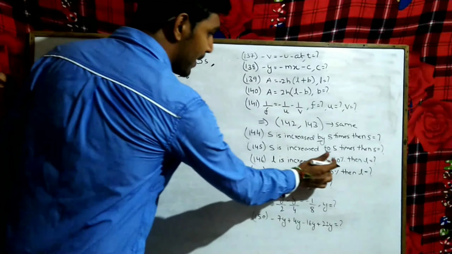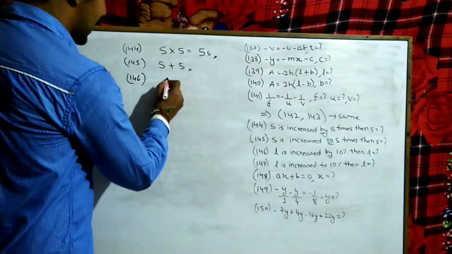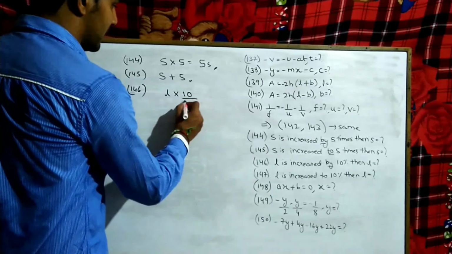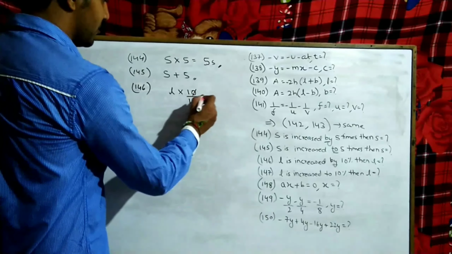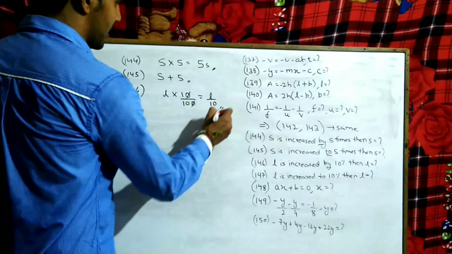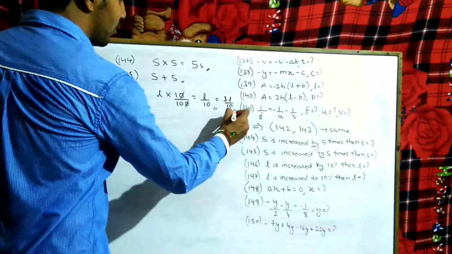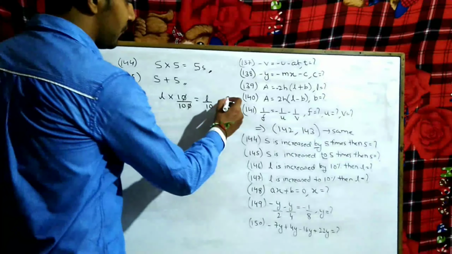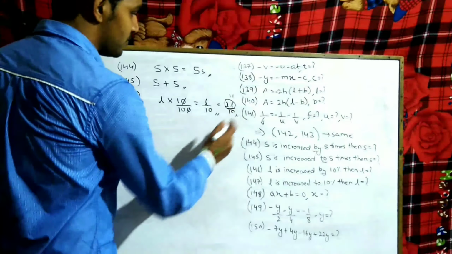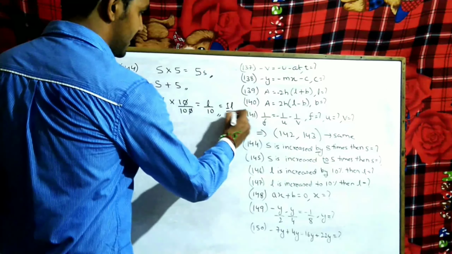Now 146: L is increased by 10%. Now by means multiply, so L into 10%. How to write 10%? 10 by 100. So the 0s cancel, L into 1 by 10, that is L by 10. The back side is given 11 L by 10. Don't be confused, it is not 11, it is 1 L. So the answer is L by 10.